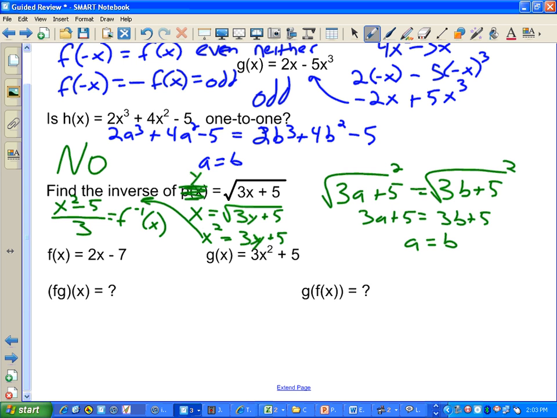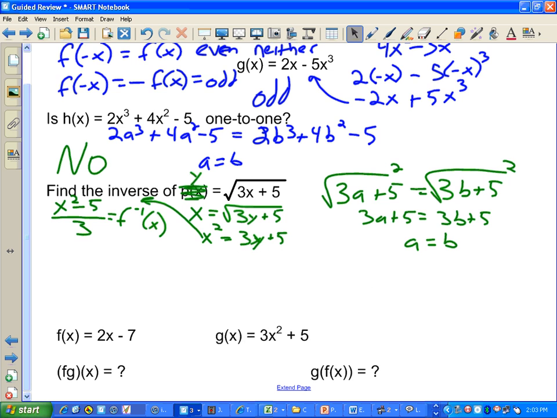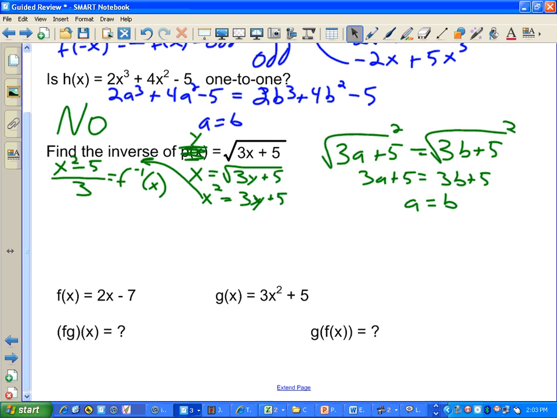In order to test, to make sure they're inverses, I'm going to move this stuff down. I do composition of functions. So I take my original function, take the x out, put my inverse function in its place, and then simplify. So 3's will cancel, then my 5's will cancel, square roots will cancel. I get just x out. As long as I get just x, they are indeed inverses.